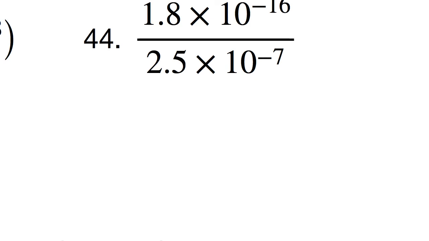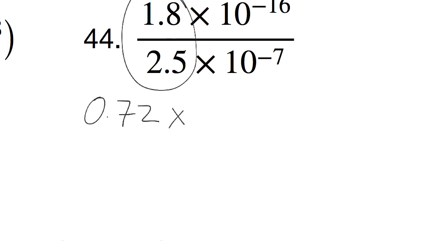So here we have 1.8 divided by 2.5, and if you do that, you get 0.72. Here, subtracting the exponents, negative 16 minus negative 7 is going to give you negative 9. Now this is not quite the scientific notation, because the 0.72 is not a number between 1 and 10.